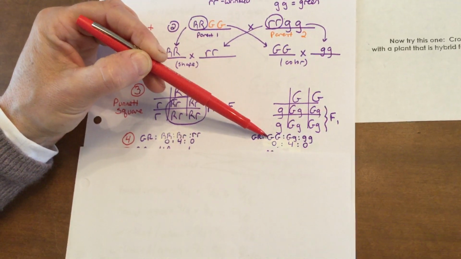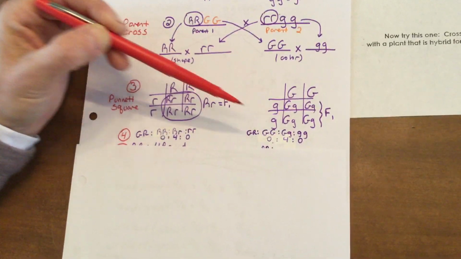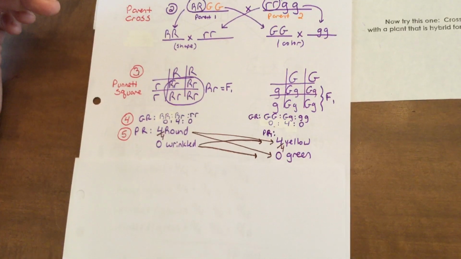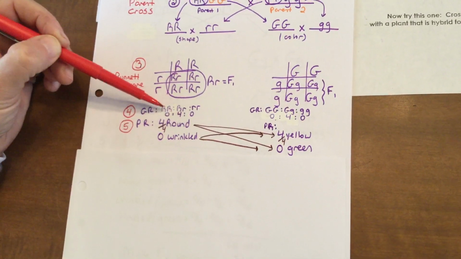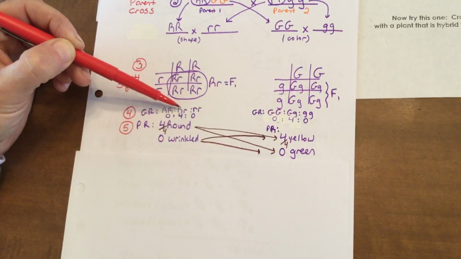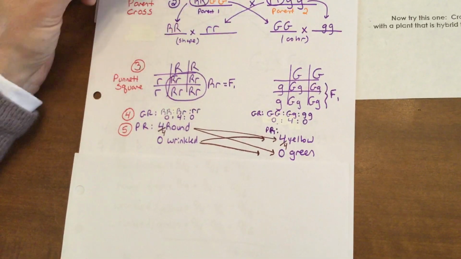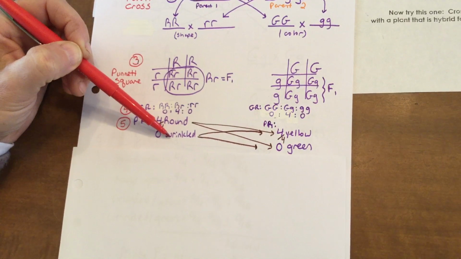Same event for our G's over here. So all 4 of them are big G, little g. Phenotypic ratio. They're either going to be round or wrinkled. Well, I don't have any that are big R, big R, but I do have 4 that are big R, little r. That means that they're going to be round. None of them will be wrinkled.